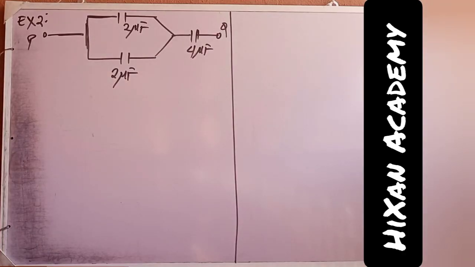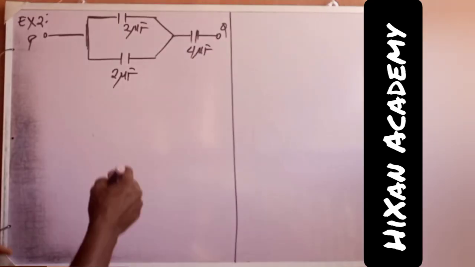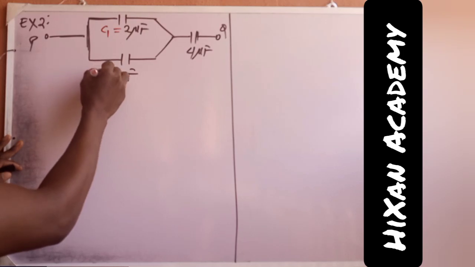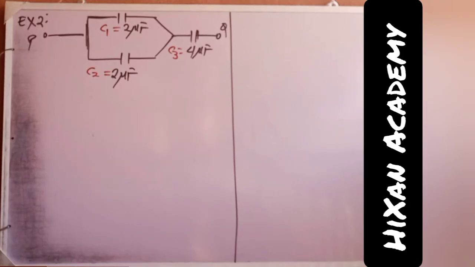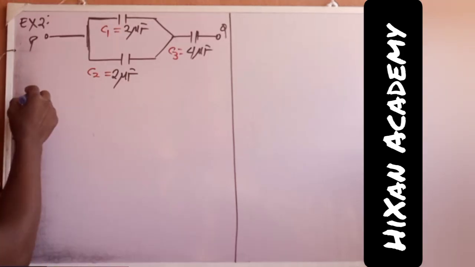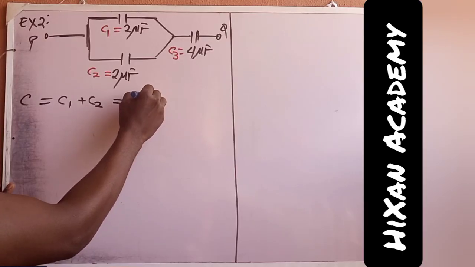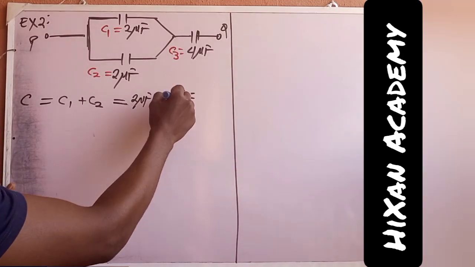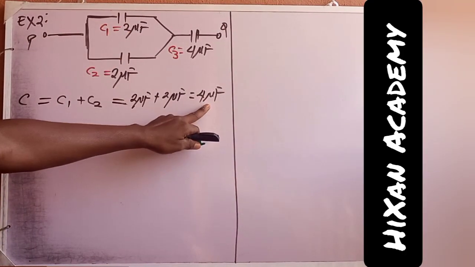Let's look at the second example. This question came all the way from JAM, and it's from a capacitor network. So let's look at how we resolve the capacitance between P and Q. Let's call this C1 as the first one, and C2 and C3. So when we observe C1 and C2, notice that they are in parallel. And for capacitors in parallel, their effective value will just be C1 plus C2. This will be 2 microfarad plus 2 microfarad, and that gives us 4 microfarad. So the effective value of these two is 4 microfarad.